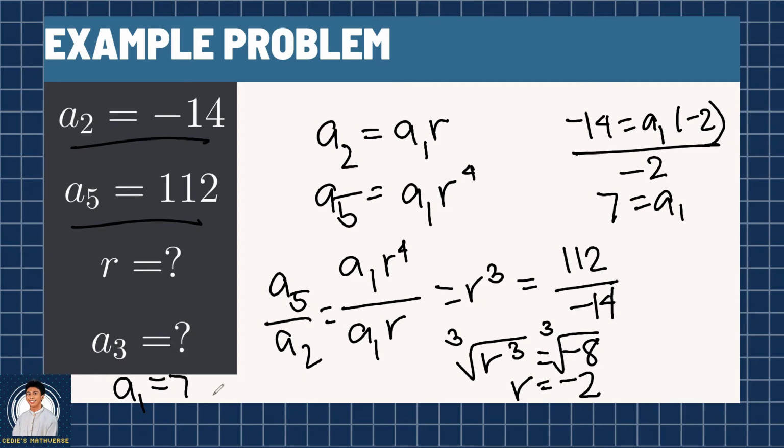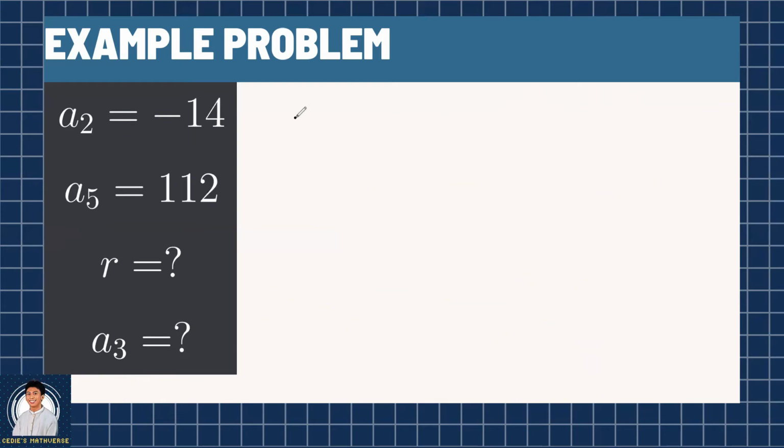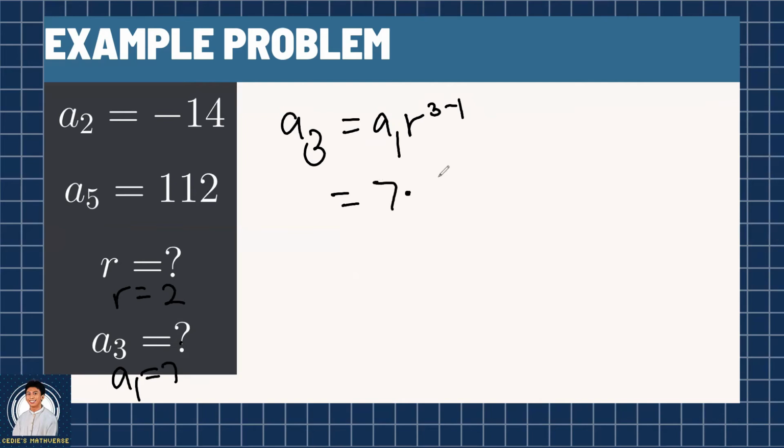Then we will solve for a sub 3. So it is required for us to use the a sub n equals a sub 1 r to the n minus 1 formula. So a sub 3 is equal to a sub 1 multiplied by r raised to 3 minus 1. We know that a sub 1 is 7 and r is negative 2. So we have 7 multiplied by negative 2 raised to 2, which is 7 times 4 equals 28.